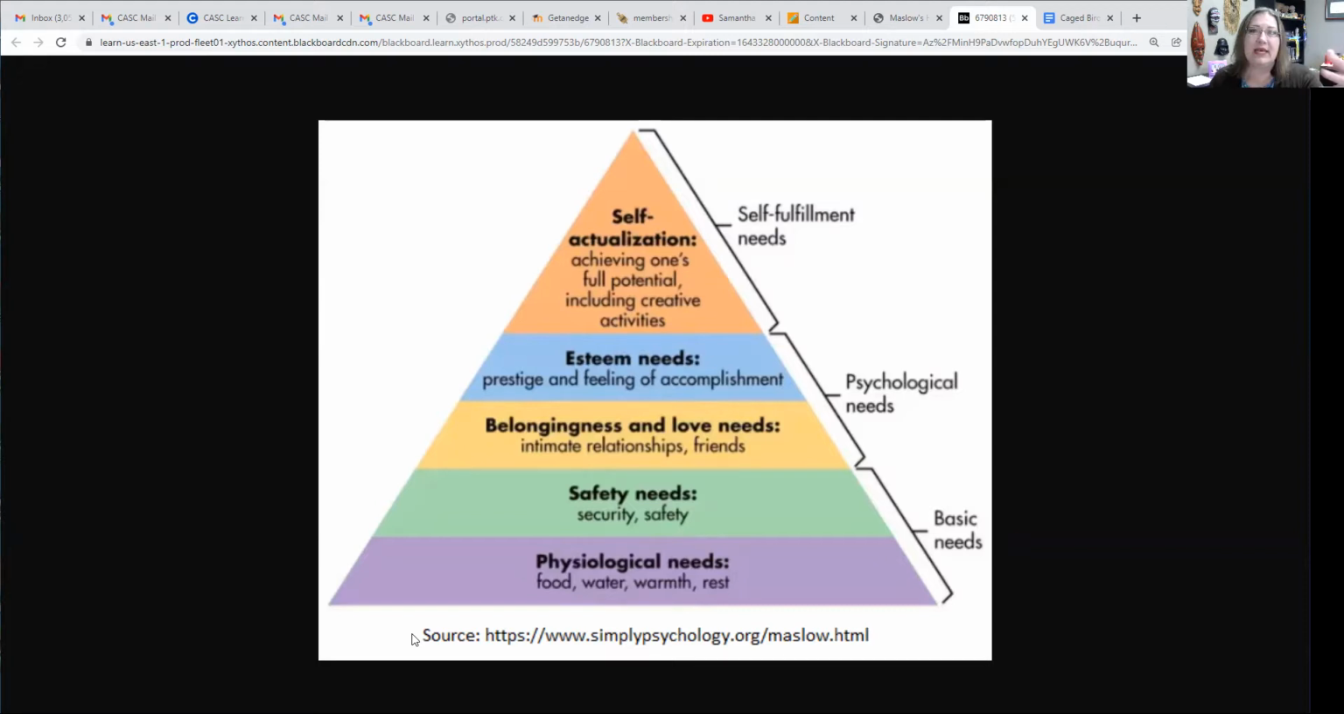Now, this success could be something like graduating from Carl Albert State College with your associate's degree. You are now a college graduate. You have reached a level of success in your educational goals. That's a pretty big deal. This could be getting a job. It could be having a child. It could be passing a test. It kind of depends on how we define that success.